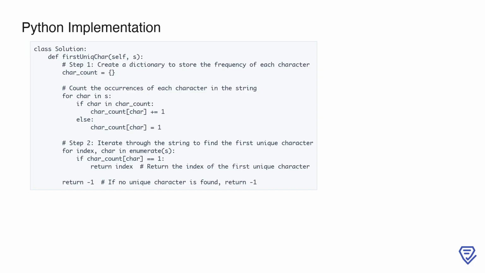The overall time complexity of this solution is O(n), and the space complexity is O(1), since the dictionary's size is bounded by the number of unique characters, at most 26 for lowercase English letters. This makes the solution both efficient and easy to understand.